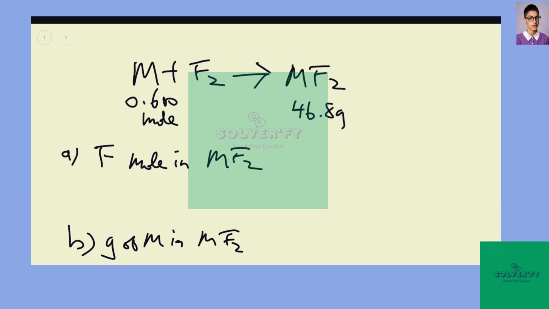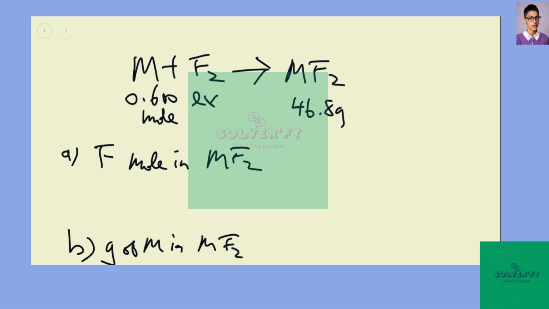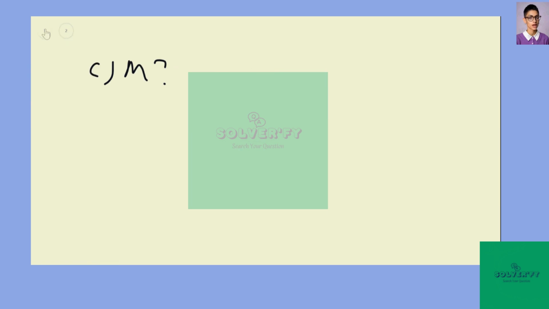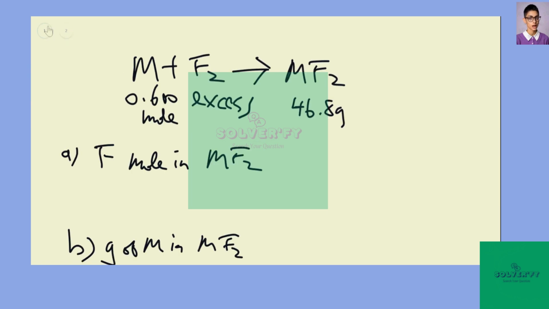There's a reaction between a metal, M, with fluorine. So we have 0.6 mole of fluorine, 0.6 mole of metal. We react with excess amount of fluorine, and then give 46.8 gram of MF2. So what would be the fluorine number of moles in MF2? And then what will be the mass of M in the MF2? And what will be the identity of M?